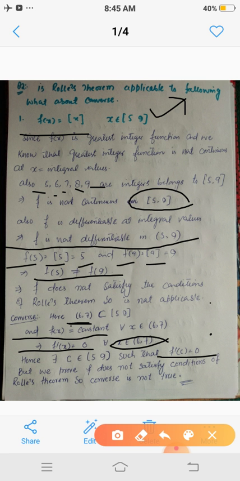So there exists a c such that f dash of c equals 0, but the given function does not satisfy the three conditions of Rolle's theorem. Hence the converse is not true for this function. So this means that f dash of c equals 0 does not imply that the function satisfies the three conditions of Rolle's theorem.